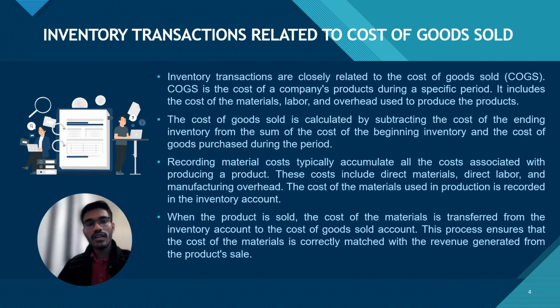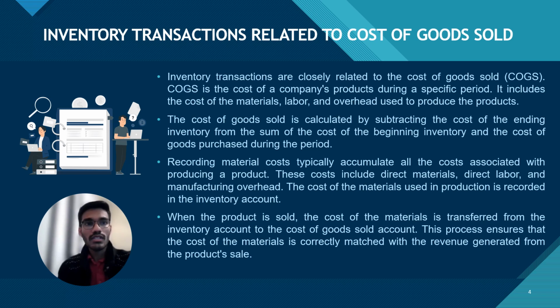Coming to the inventory transactions that are related to the cost of goods sold. Inventory transactions are closely related to the cost of goods sold. We call it COGS, and it is the cost of the company's product during a specific period. It includes the cost of materials, labor, and overhead used to produce the products. The cost of goods sold is calculated by subtracting the cost of the ending inventory from the sum of the cost of beginning inventory and the cost of goods purchased during the period.